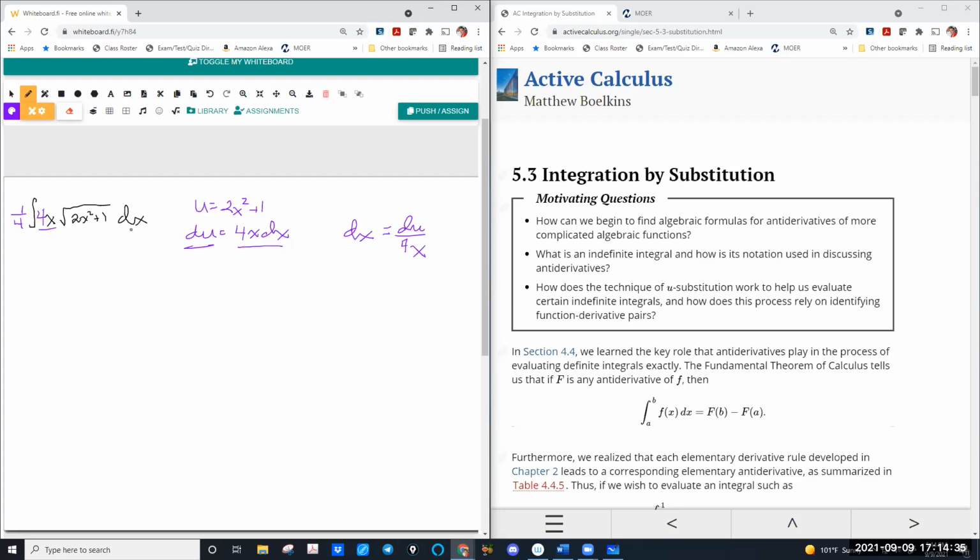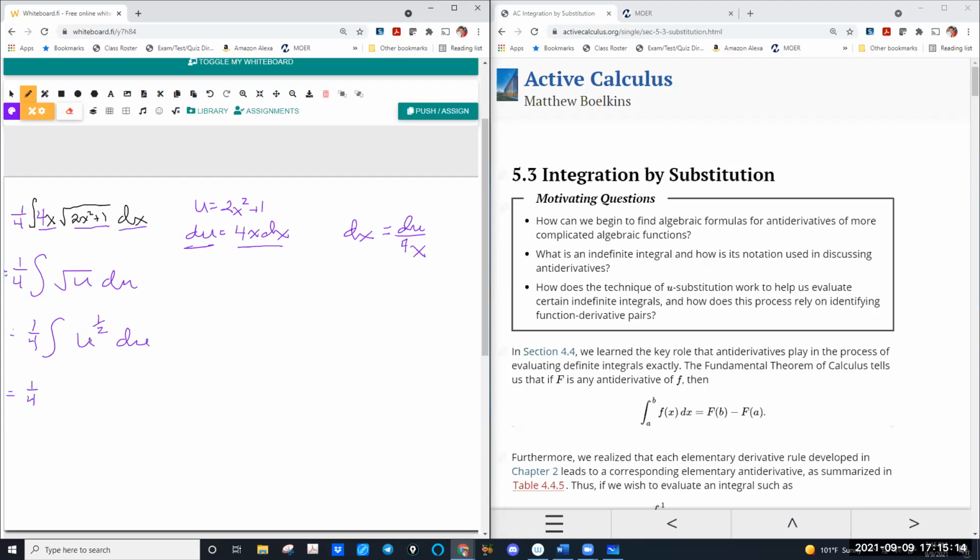All right. So there is my du. This is what I let be u. So I have 1/4. The 4x dx is du. And I end up with square root of u. Now, as a reminder, when we have a radical, we change this to be a fractional exponent. So 1/4 times the integral of u to the 1/2 du. And now we can do our antiderivative.